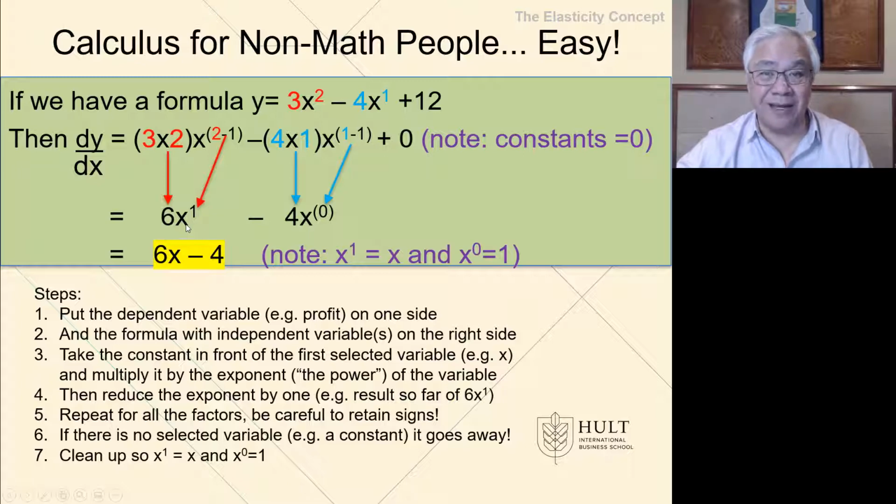just x. There's no x times x. That would be x squared. It's just x, so it's 6x. And then x to the 0 power is equal to 1. So 4 times 1 is 4. And that's what we do.